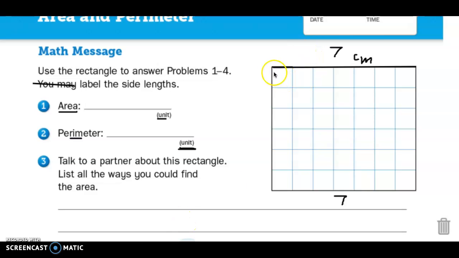If the top part of my rectangle is 7, then my bottom part needs to be 7. Okay, let's figure out our shorter side. 1, 2, 3, 4, 5, 6. 6 centimeters long. If the left side is 6 centimeters long, then our right side needs to be 6 centimeters long. Amazing. Okay, to find out my area, I could count every single block, but that might take me a while. I can look at this as an array. I have 6 rows of 7. This is a 6 by 7 rectangle.